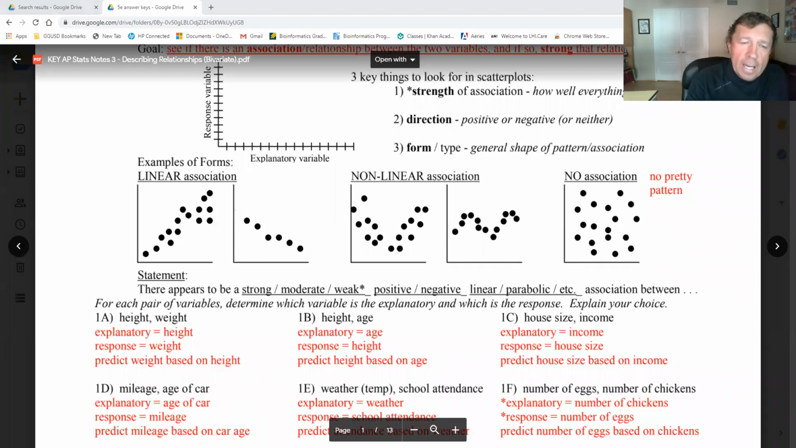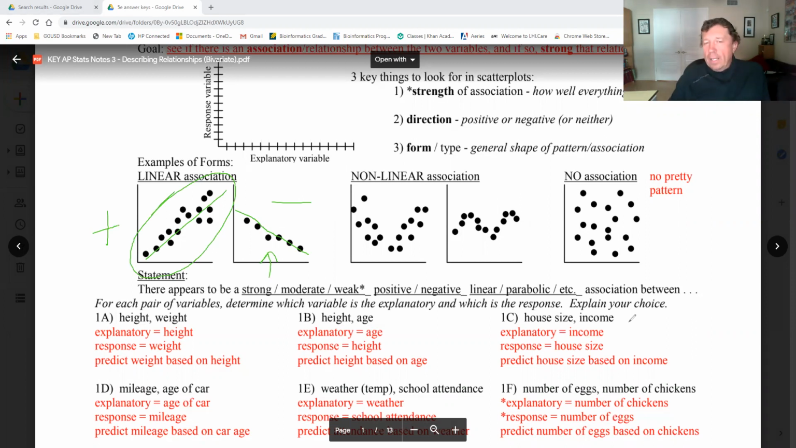This is a negative linear pattern. This one is positive. So this is positive and this is negative. And this one, the lines are a little closer, the dots are a little closer together, so that would have a really strong pattern. While this one is pretty strong, but it has a little bit of variability around that line.